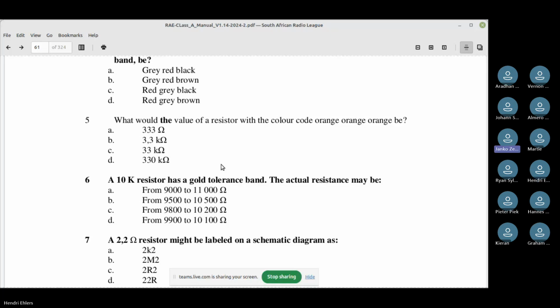So Janku. Janku, ag sorry hoor. Ek kan jou nie sien praat nie. So ek luister na die stemme, maar uit die aard van die saak doesn't look like I'm very good at it. But okay, let's carry on.